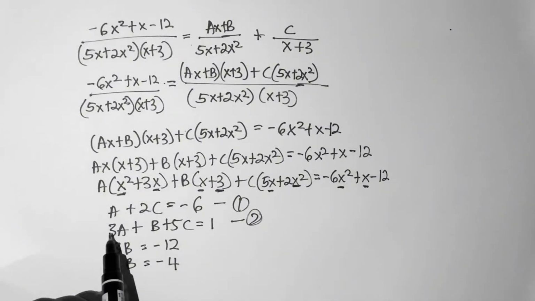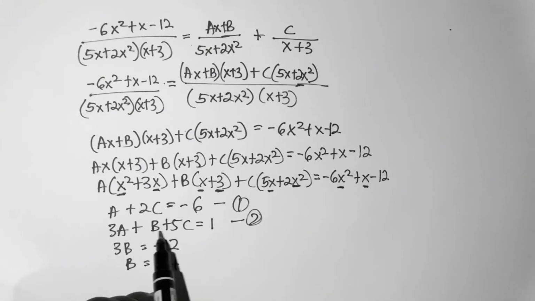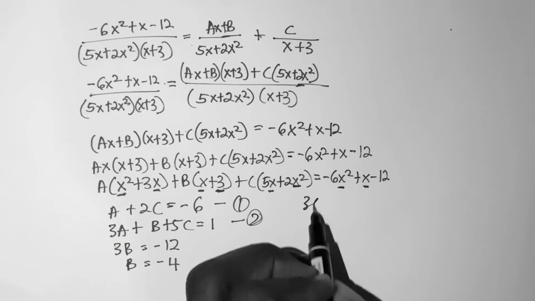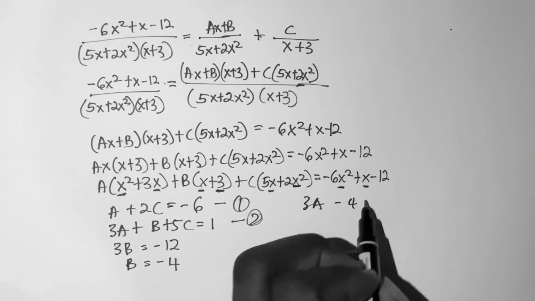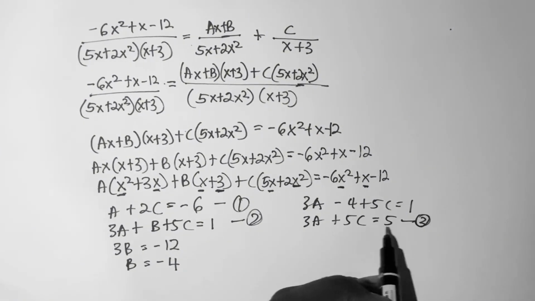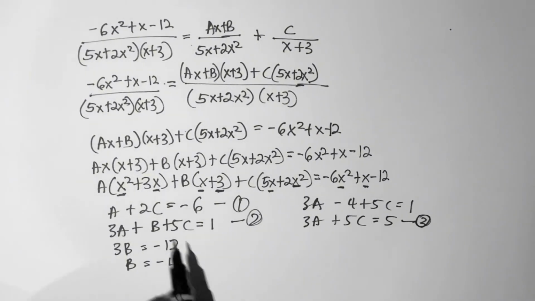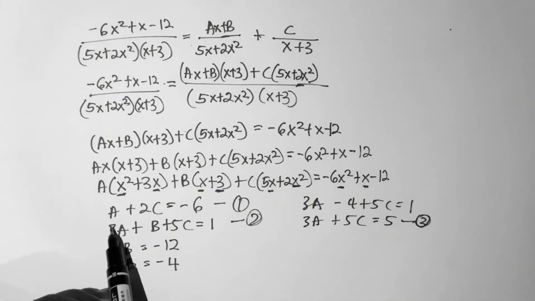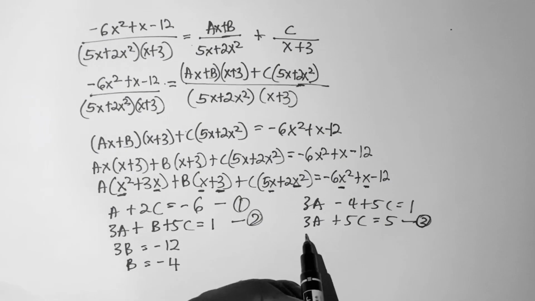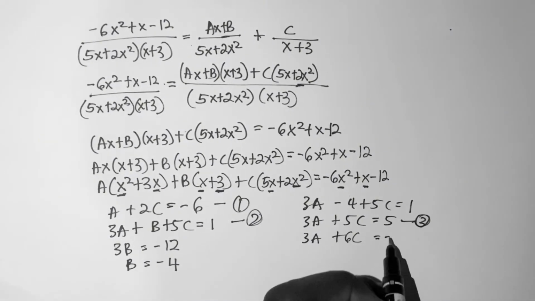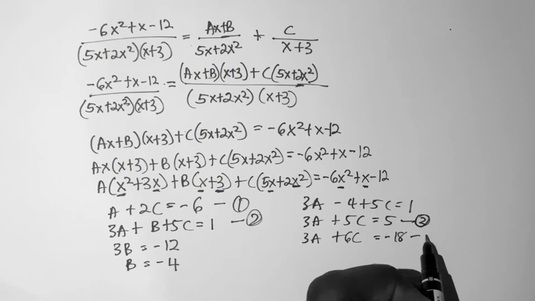But we know that from equation 2, 3a plus b plus 5c is equal to 1. So in other words, 3a minus 4 plus 5c is equal to 1. 3a plus 5c equals 5 is equation 3. Then let's write equation 1 beneath it. However, let's multiply equation 1 by 3. So that will be 3a plus 6c is equal to minus 18. So this is equation 4.